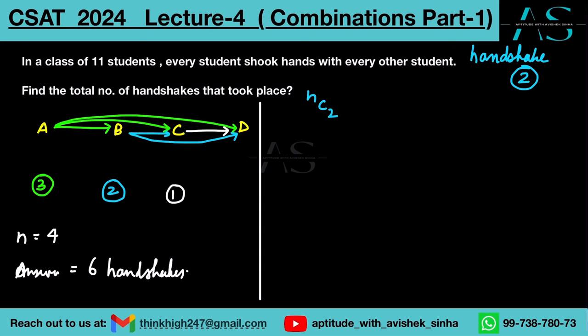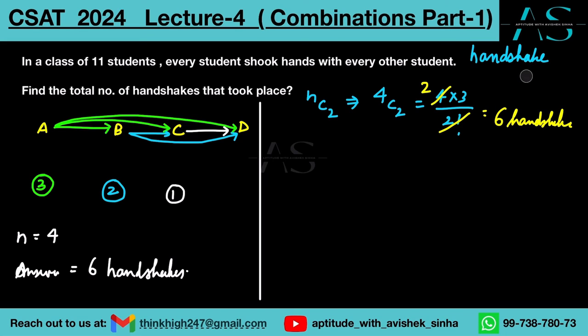So let's do it for 4 members. 4C2 is 4 into 3 by 2 factorial. That gives 6 handshakes. 6 handshakes is what we have.